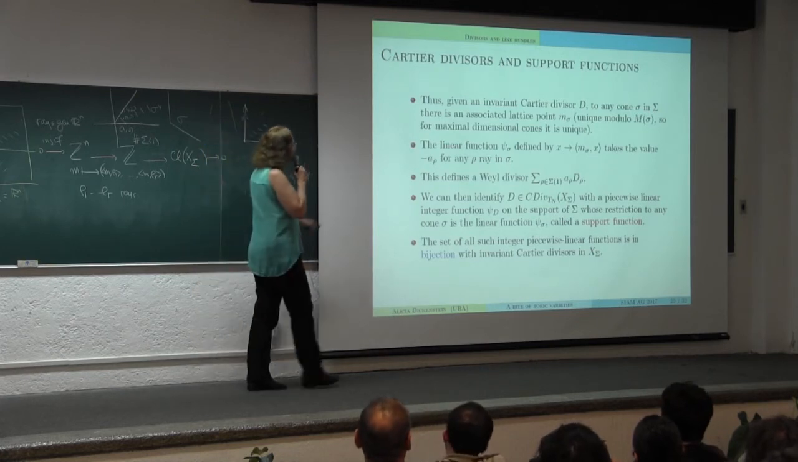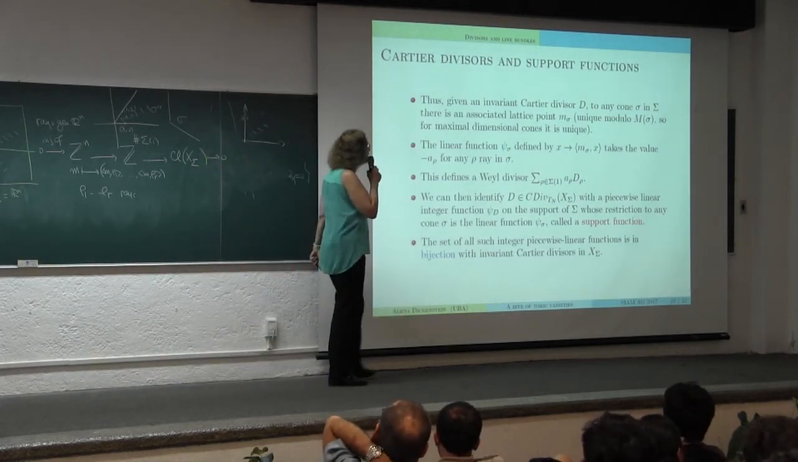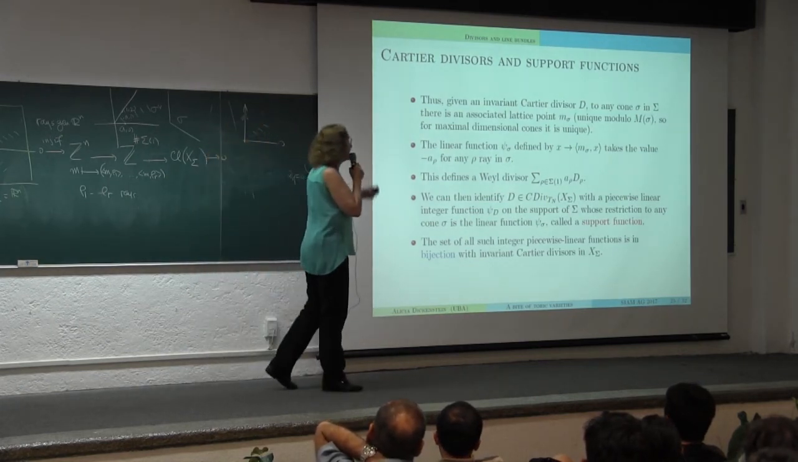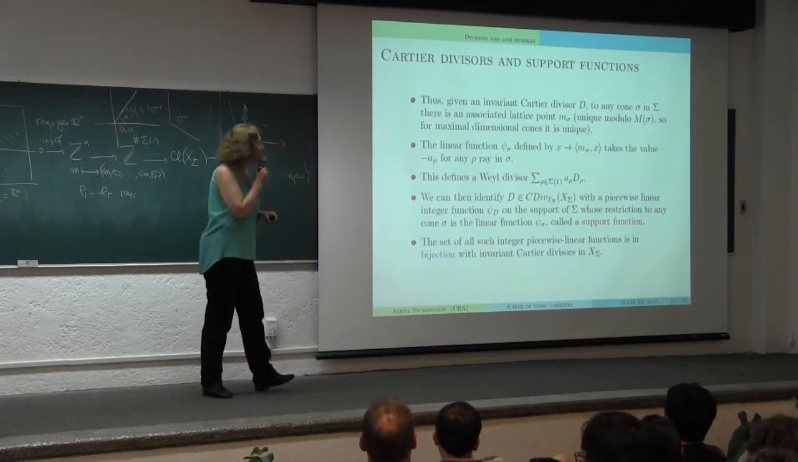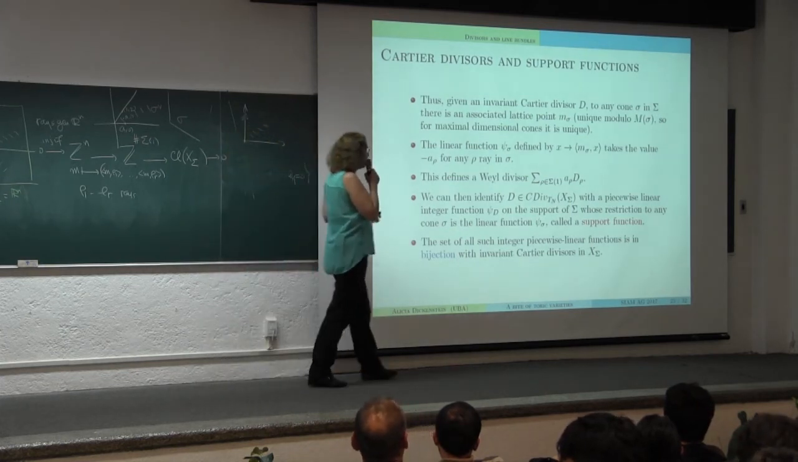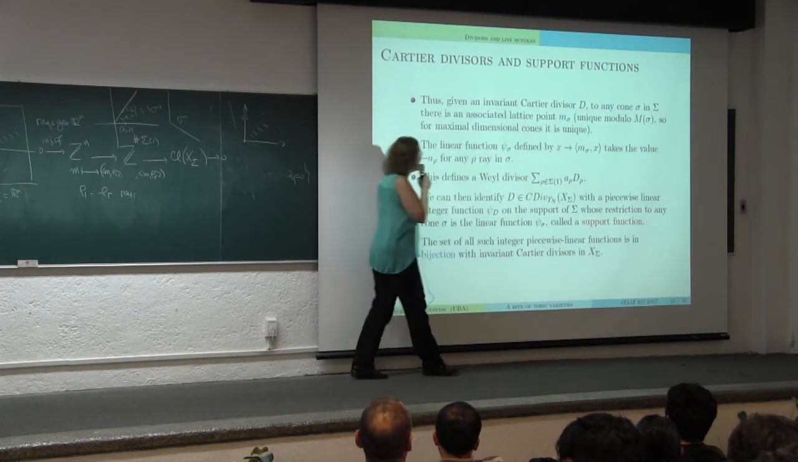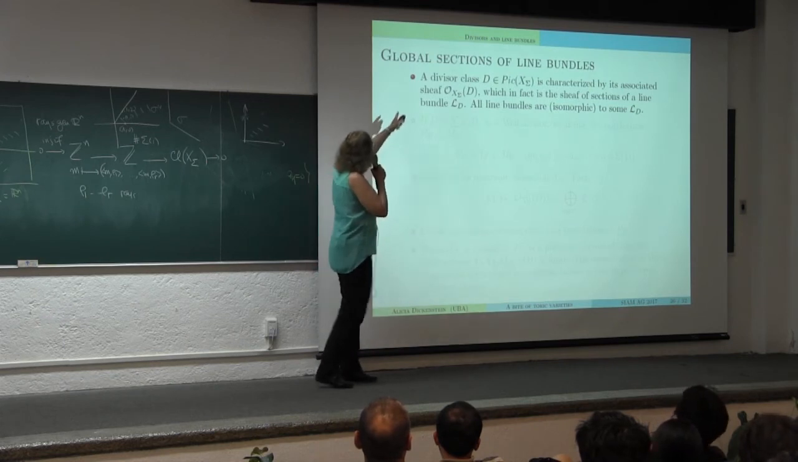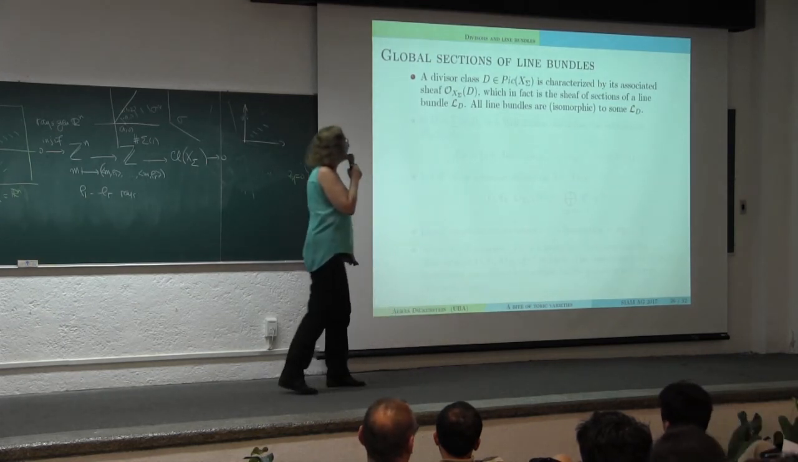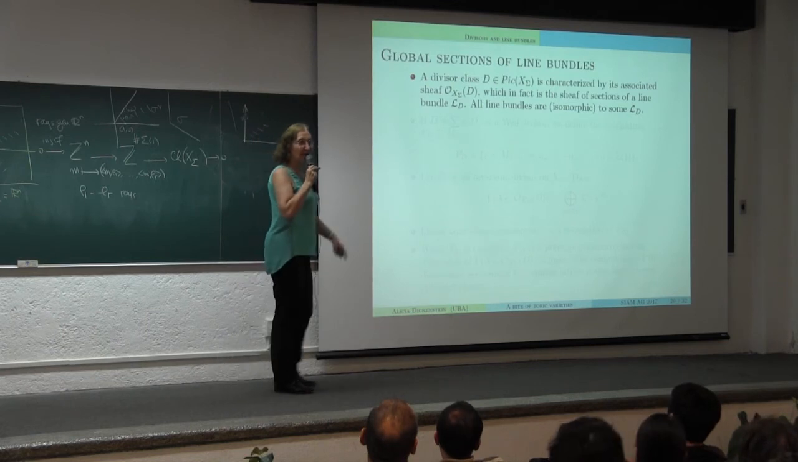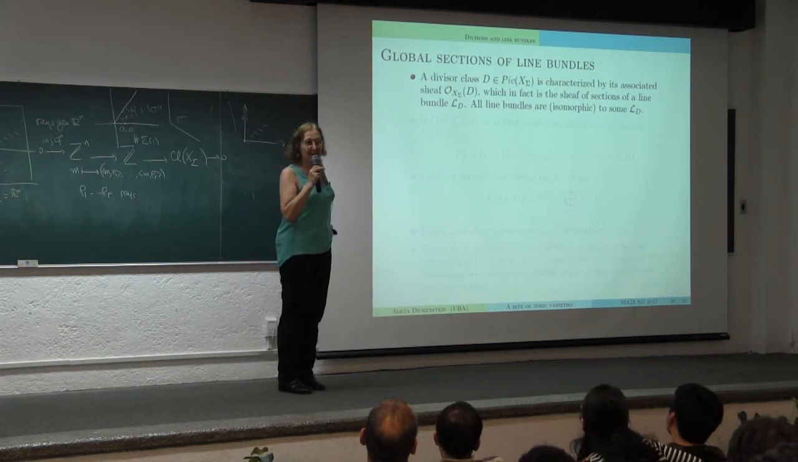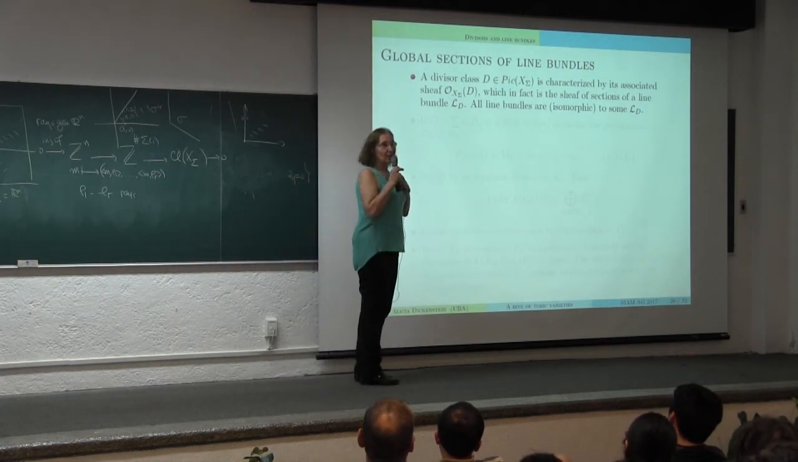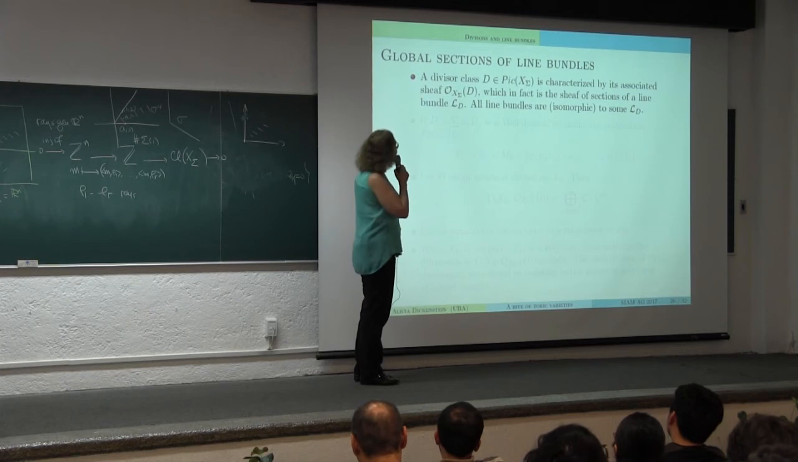Okay, so given an invariant Cartier divisor, as I said, for any cone there is an associated lattice point m_sigma, I'm repeating what was already there. And then I take the linear function defined by this inner product. Okay, so now we take the divisor class group. Pic is just the quotient of invariant Cartier divisors modulo linear equivalence, that is, the difference is the divisor of one of these rational functions x^n that I had.